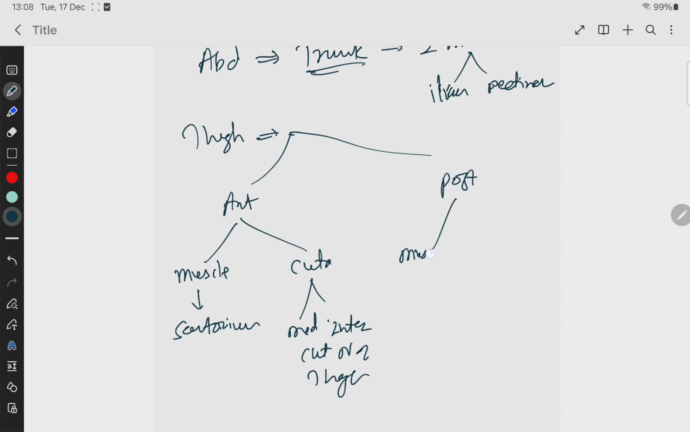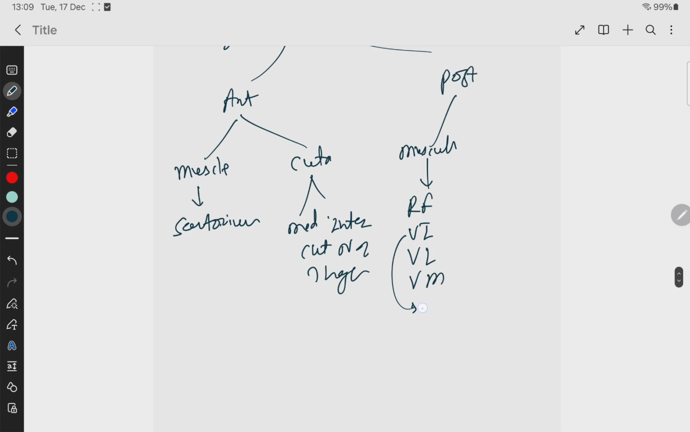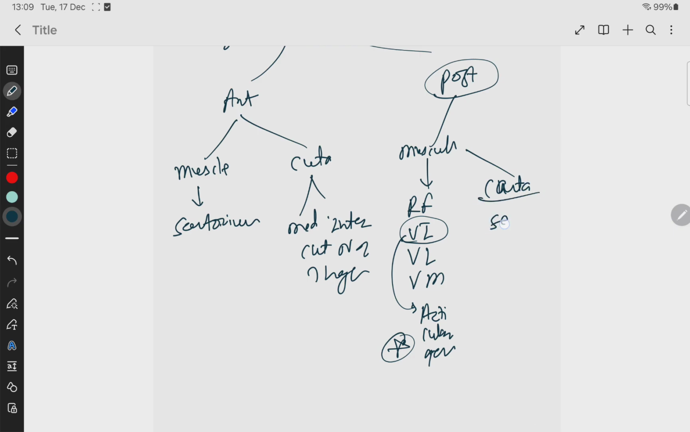Posterior division gives the muscular branches, supplying the rectus femoris, vastus intermedius, vastus lateralis, and vastus medialis, and the vastus intermedius gives a branch to articularis genu. The articularis genu is supplied by a branch of the posterior division of the femoral nerve, given by the branch to vastus intermedius. The cutaneous branch is called the saphenous nerve. It is the largest cutaneous branch in the body. So the saphenous nerve is a branch of the posterior division of the femoral nerve.